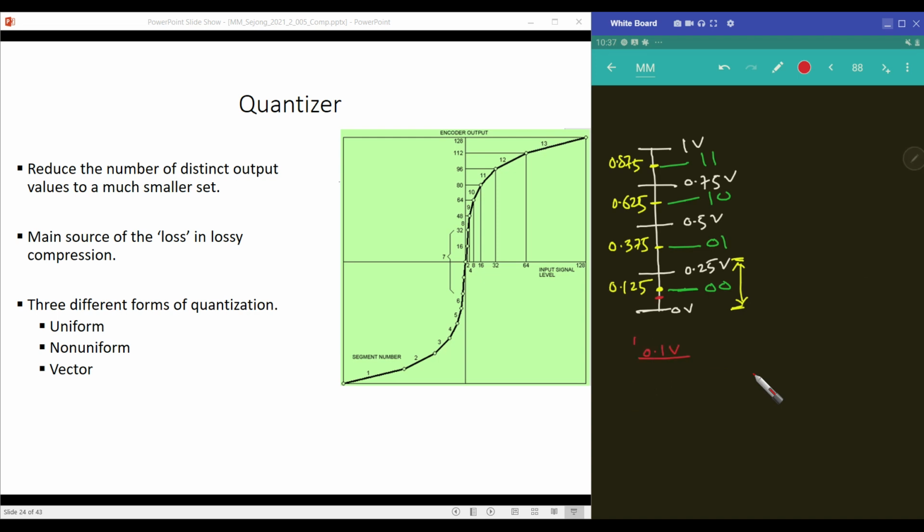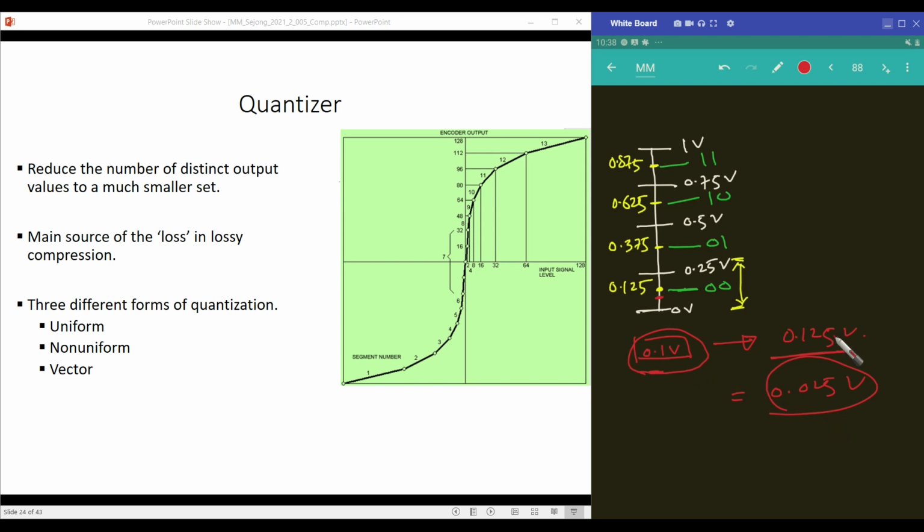Now if this is 0.1 volt, we will not consider it as 0.1 volt, because we will consider this one as 0.125 volt. So your original voltage is 0.1 volt, but you are considering it as 0.125 volt, because whatever voltage comes in between 0 volt and 0.25 will be represented by 0.125 volt. So what is the difference? The difference is 0.025 volt. So this 0.025 volt we lost, or actually we basically add as noise to the original volt, right?